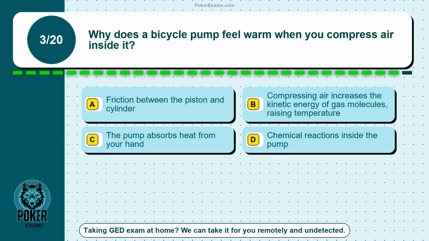Question 3. Why does a bicycle pump feel warm when you compress air inside it? Option A, friction between the piston and cylinder. Option B, compressing air increases the kinetic energy of gas molecules, raising temperature. Option C. The pump absorbs heat from your hand. Option D, chemical reactions inside the pump.